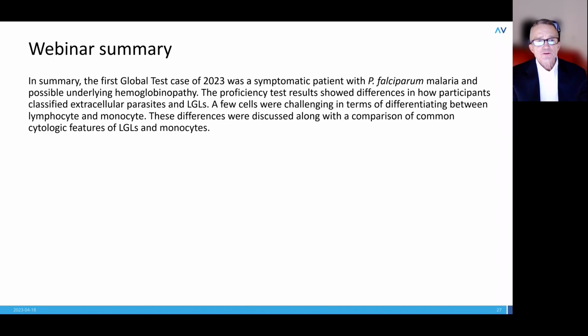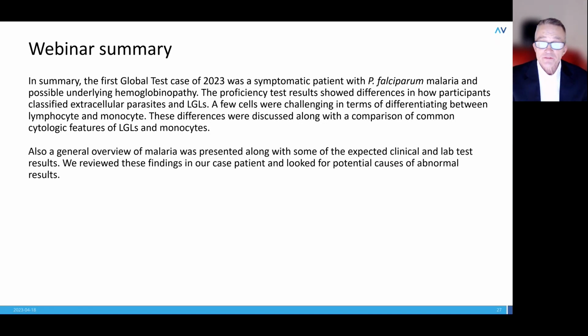So in summary, this is the first global test of 2023, and it was a symptomatic patient with Plasmodium falciparum malaria and possible underlying hemoglobinopathy. The proficiency test results showed differences in how participants, so you guys, performed and classified extracellular parasites and large granular lymphocytes versus the examiner, which is me, and then also against the majority of the participants. A few cells were challenging, as we saw, in terms of differentiating between lymphocytes and monocytes. We discussed those differences along with the comparison of common cytologic features of large granular lymphocytes and monocytes.